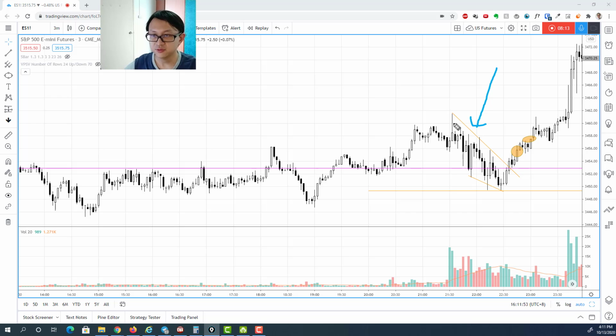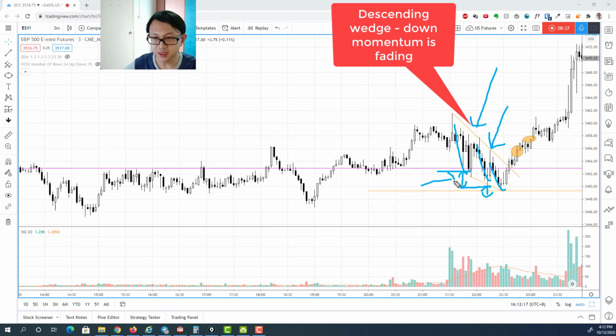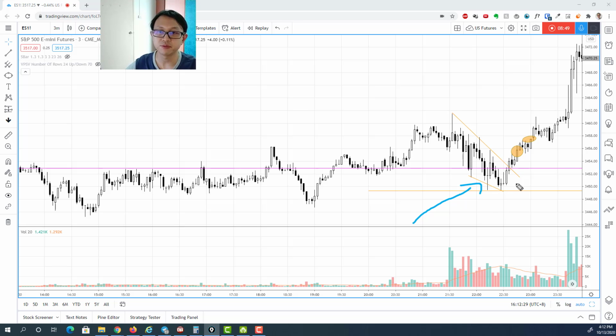Why do I say that? Because first of all, apart from the pattern itself, most importantly is the losing of the down momentum, or I should say the downward thrust is getting shorter. You can see that not only the downward thrust, the down wave together with the progress to the downside is getting shorter and shorter. So this is evidence that the down momentum is fading. But that doesn't necessarily mean that we will definitely see a strong reversal like we have witnessed here.